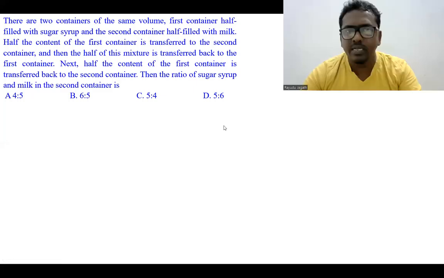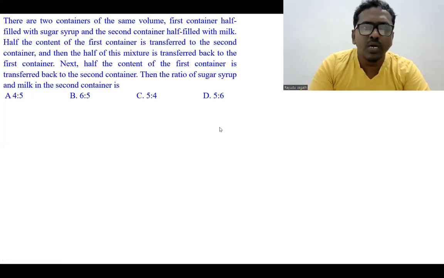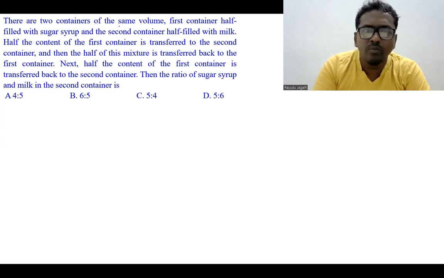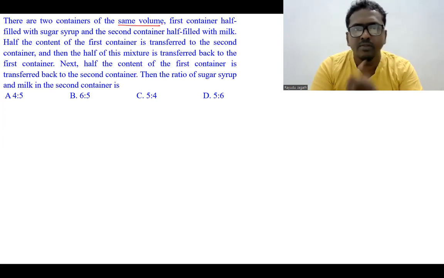Now we discuss a few questions from CAT previous year questions, CAT 2022 and CAT 2021. Let me share that question quickly. This is the question we are going to discuss now, based on mixtures and allegations. There are two containers of the same volume. That is important. Two containers of the same volume.